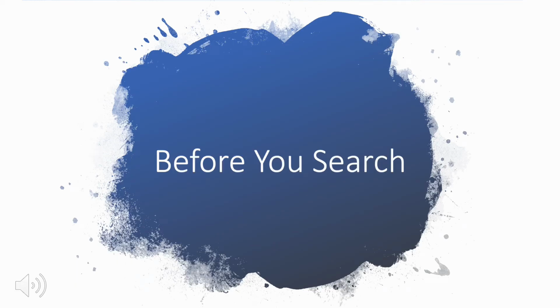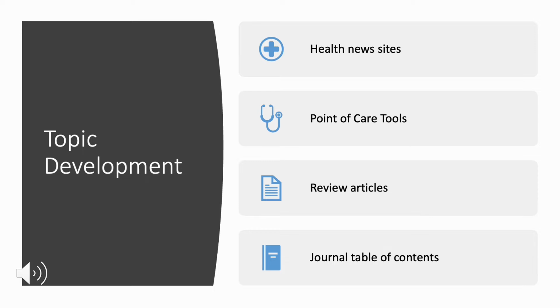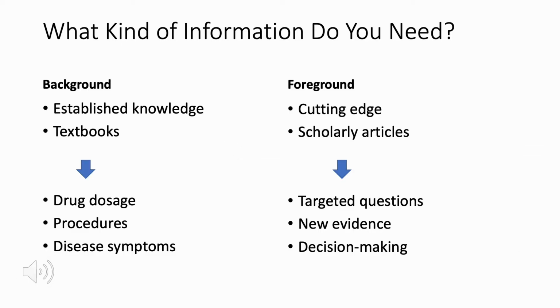It's tempting to just start searching, but for best results, you should have a plan. First, you need to develop your topic. Where do you get ideas? Health news sites, point-of-care tools like Dynamed and UpToDate, reviewing articles and scanning the table of contents in a journal are all great places to come up with a research topic. Are you just answering a simple question, or are you going more in depth? The type of question and information required determine the resources used.